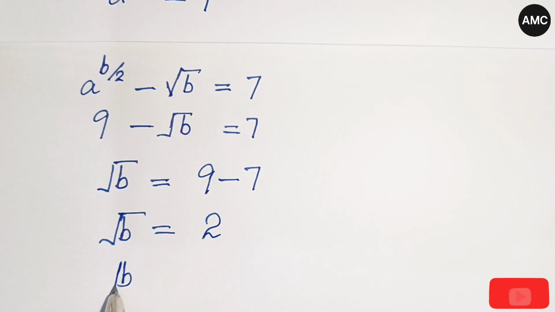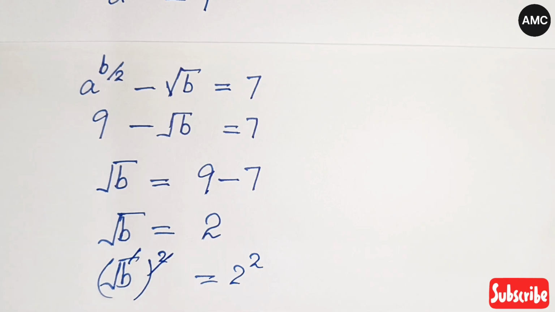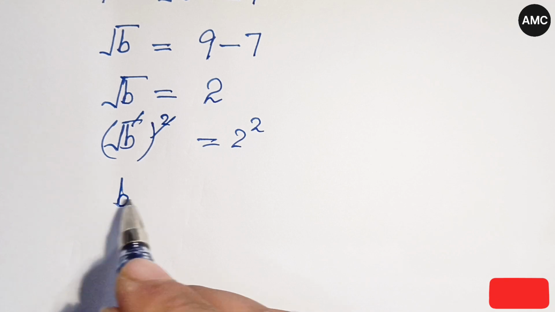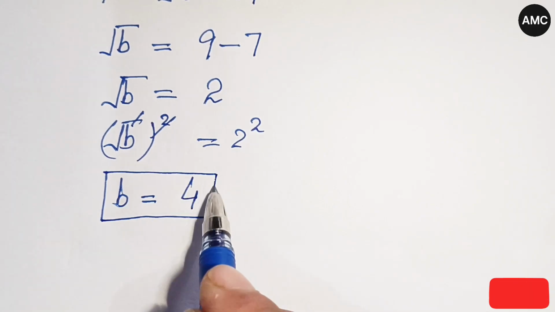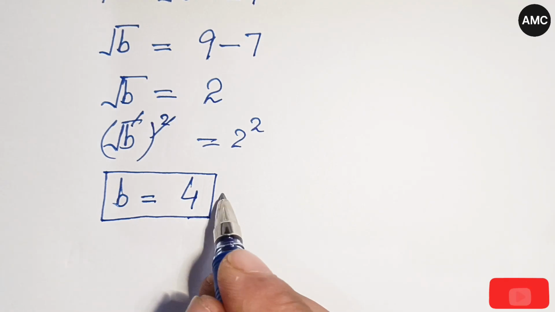Now taking the square on both hand sides, 2 squared, cancelling the square with the square root, we have b is equal to 2 squared, which is 4. The value of b is 4, which is an element of natural numbers. So the value of b is an element of natural numbers, it is valid.